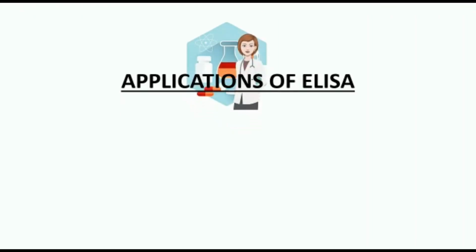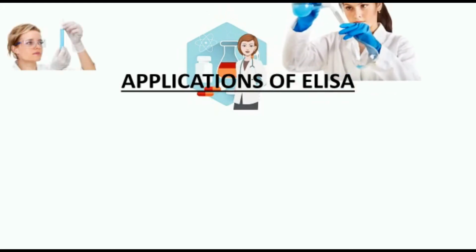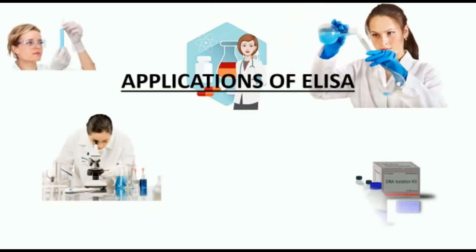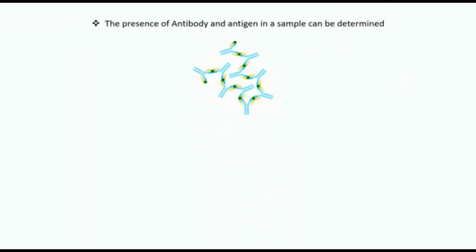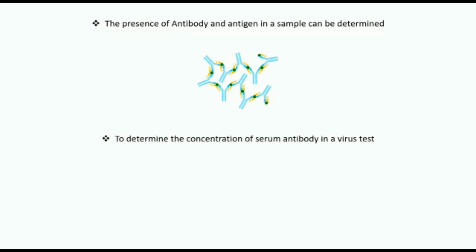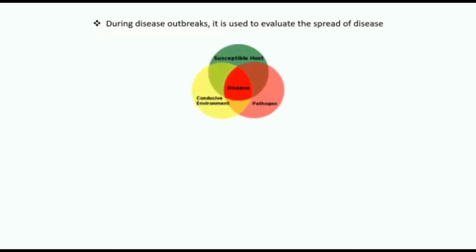Some of the applications of ELISA are as follows. The presence of antibody and antigen in a sample can be determined. To determine the concentration of serum antibody in a virus test. During disease outbreaks, it is used to evaluate the spread of disease. It is used in the detection of antibodies in a blood sample for past exposure to disease.